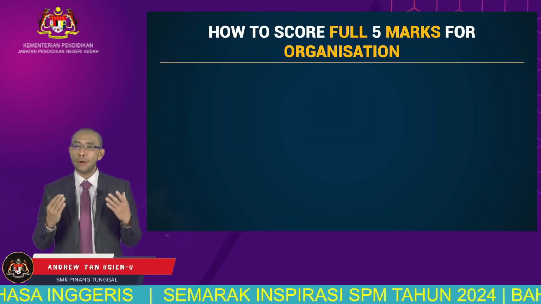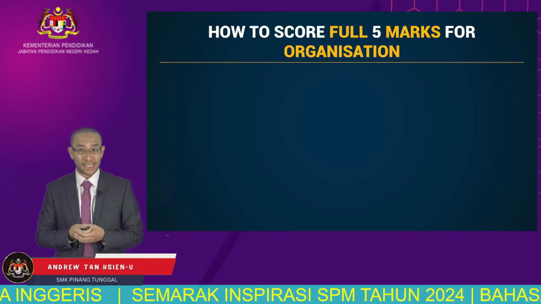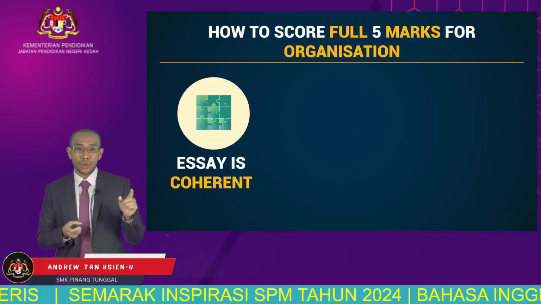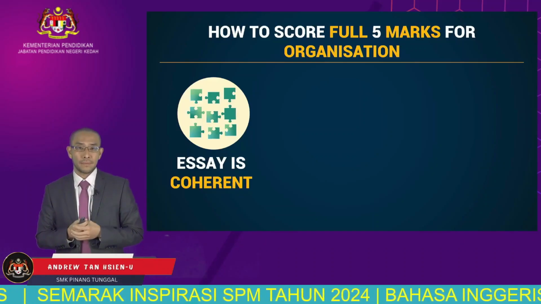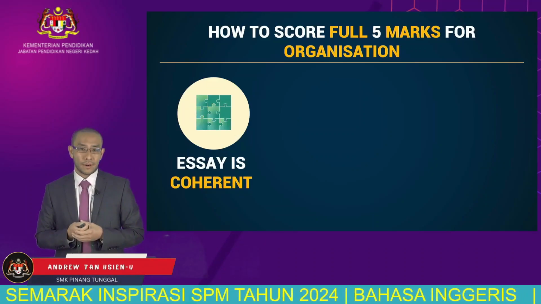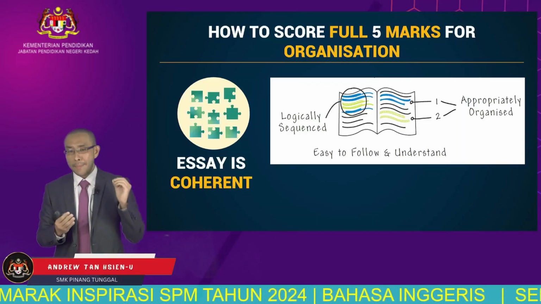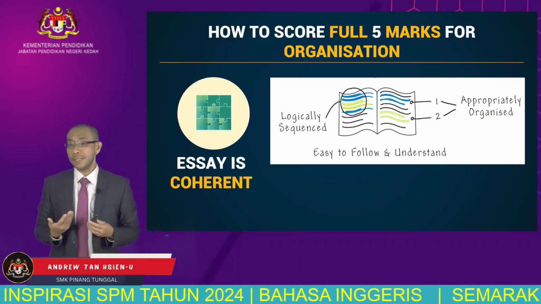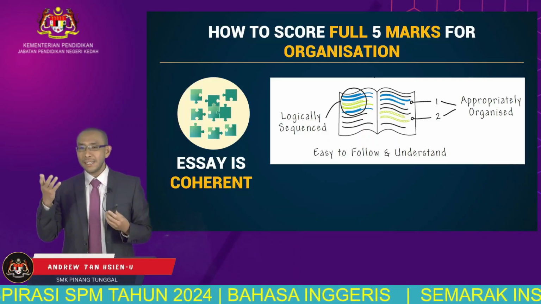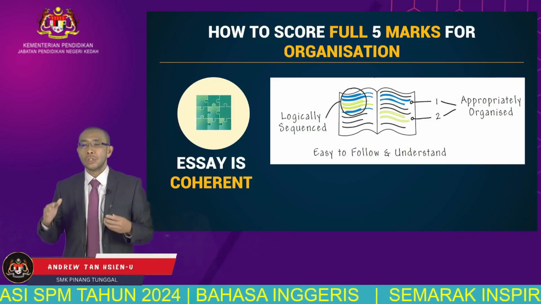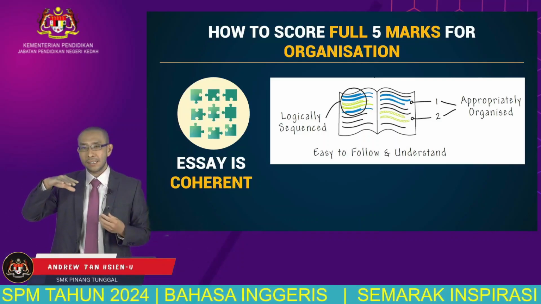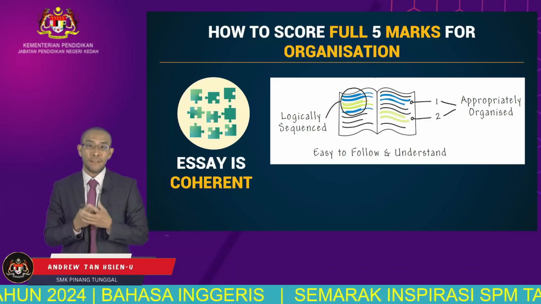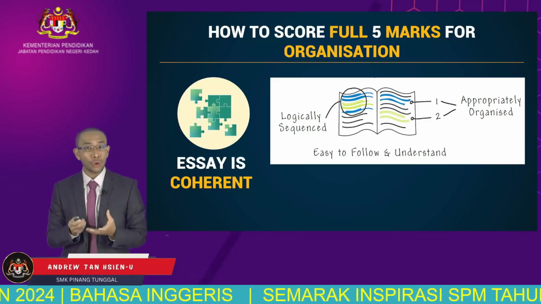Now, how can we score full 5 marks for our organization? The first thing you need to ensure is to make sure your essay is coherent. How do we do that? All right, you can do that by making sure your ideas are logically sequenced, they are appropriately organized, and your ideas are easy to follow and understand. So basically, the flow of your ideas is smooth. So it's almost like a puzzle coming together very nicely. So how do we do that?